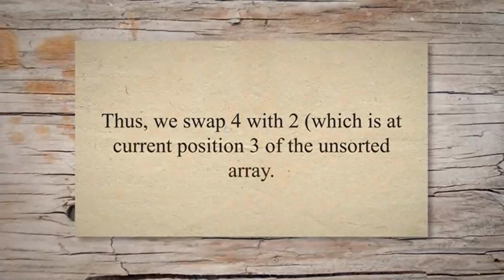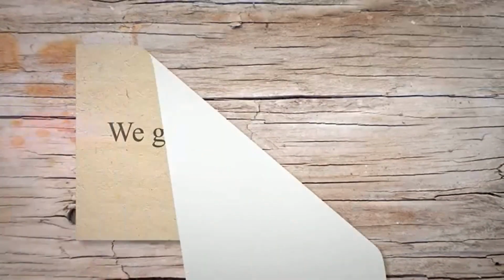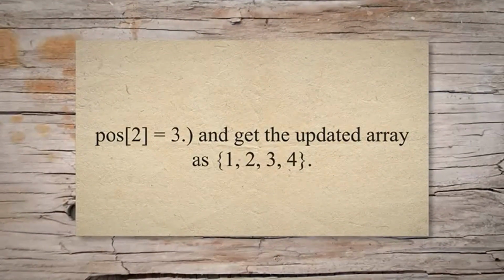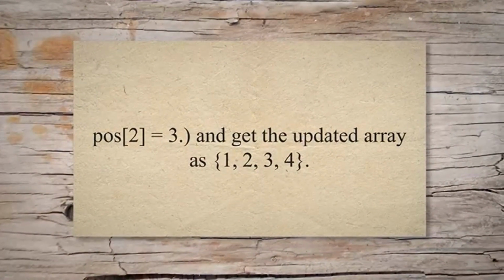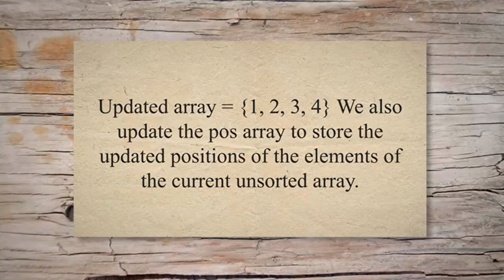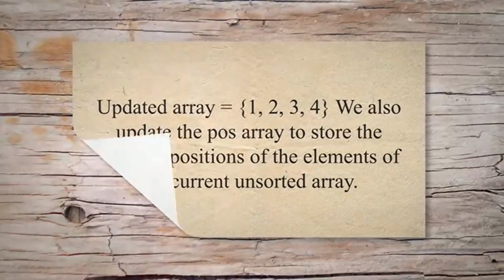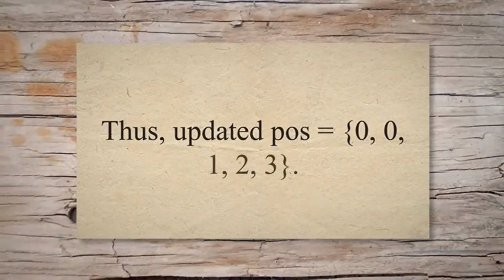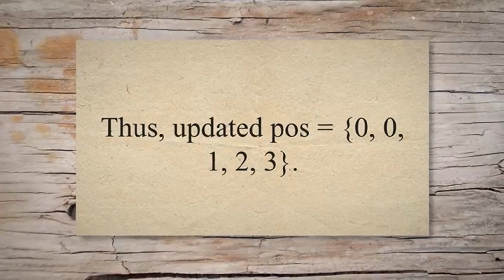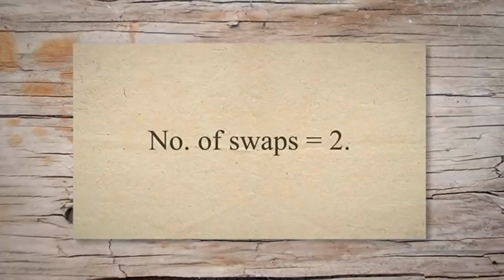Thus, we swap 4 with 2, which is at current position 3 of the unsorted array. We get this position from the pos array. pos[2] equals 3, and we get the updated array as 1, 2, 3, 4. We also update the pos array to store the updated positions of the elements of the current unsorted array. Thus, updated pos equals 0, 0, 1, 2, 3. Number of swaps equals 2.